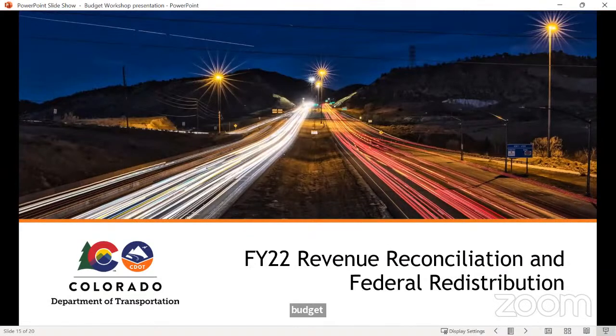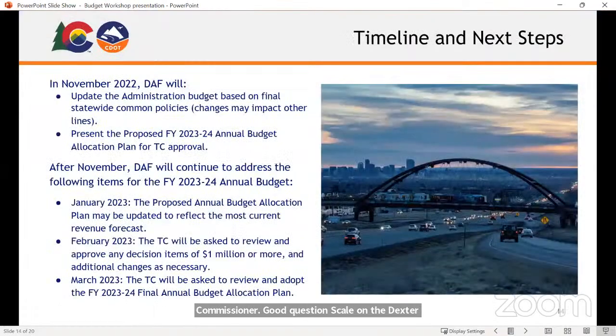Commissioner, go ahead. Quick question. I didn't know if you can go into detail on the debt service question. I'm assuming that is debt service on capital projects that haven't been completed that is going to roll forward. Is that correct?